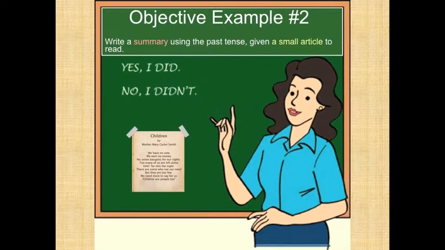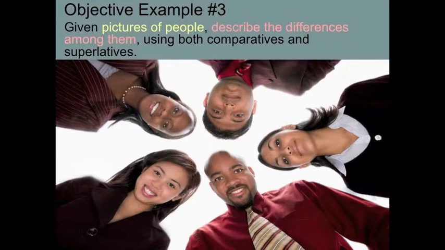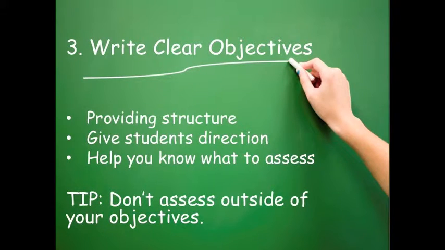Number 2. Write a summary using the past tense, given a small article to read. Notice here that the teacher could probably be even more specific and explain how long the summary will be. Number 3. Given pictures of people, describe the differences among them, using both comparatives and superlatives. Again, this last objective focuses on both a specific linguistic goal and the materials that will be given to accomplish that goal.